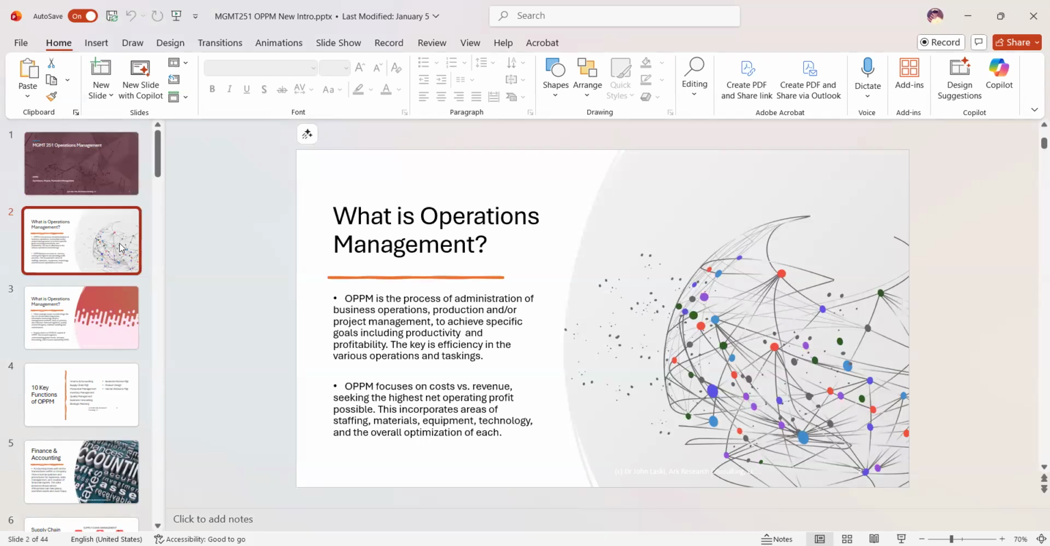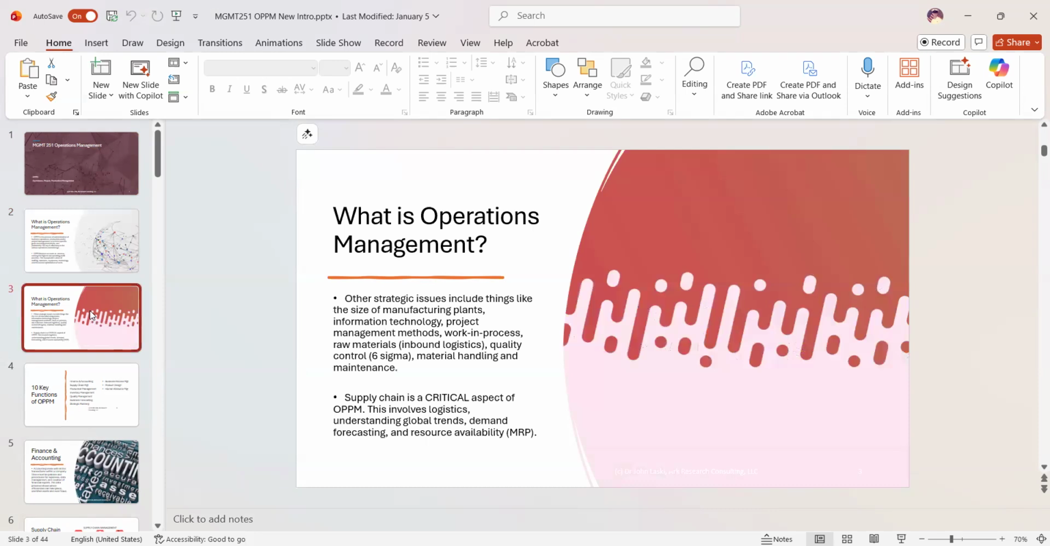We focus on costs, we focus on revenue, we look for the highest, perhaps, net operating profit possible. And so we will be concentrating on some things like optimization and so forth. But it has everything to do with the elements of the corporation and how we achieve this business model success going forward.